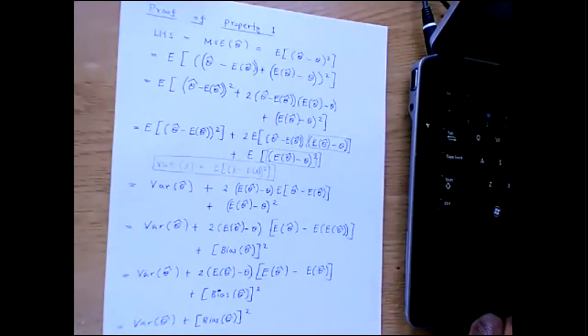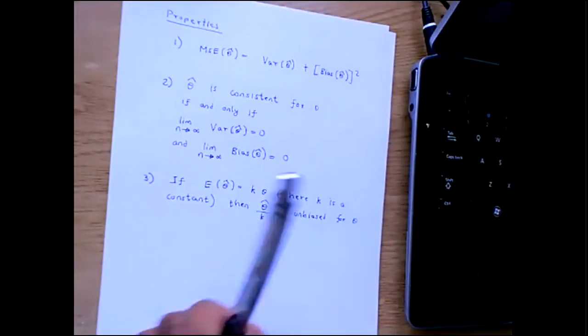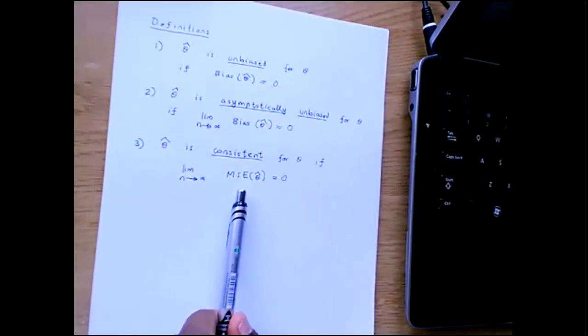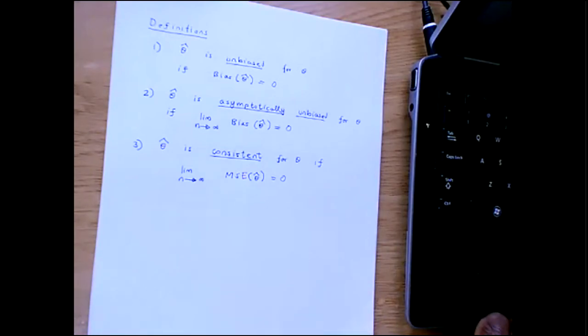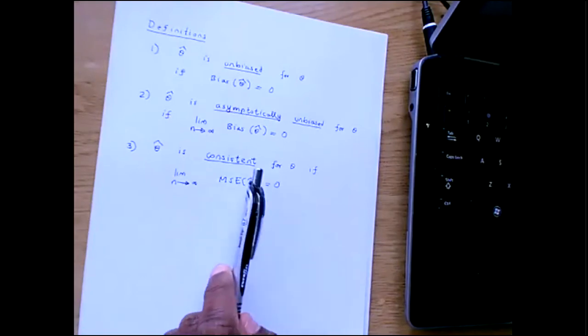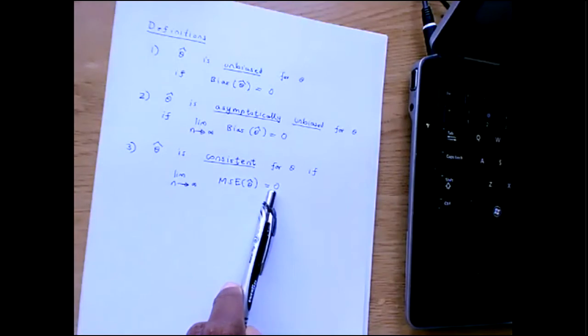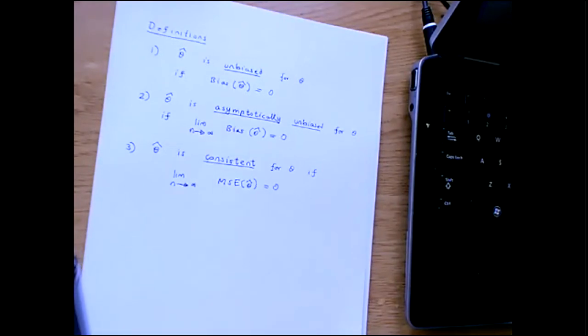Consistency means that as the sample size increases to infinity, the variability of the estimator approaches 0. That's what this means. So this is a good property because as the sample size gets larger and larger, remember the MSE denotes the variability of the estimator. So as the sample size gets larger and larger, the MSE approaches 0, which is a good thing, right? Okay.